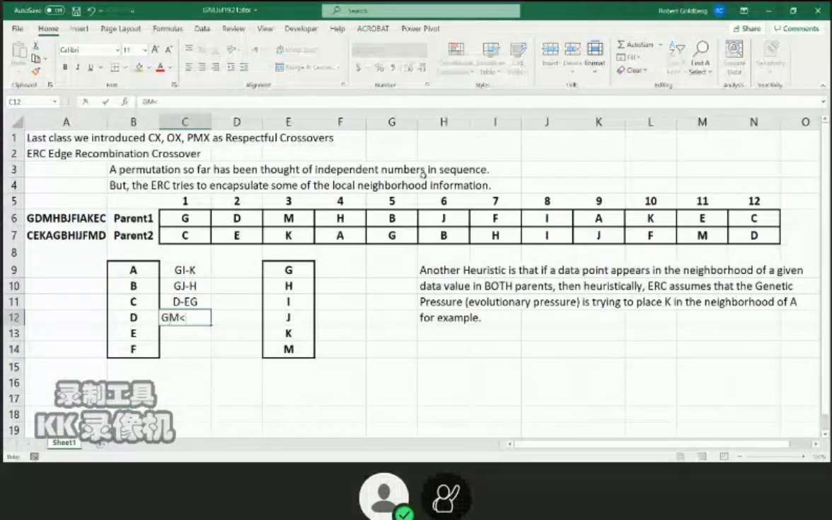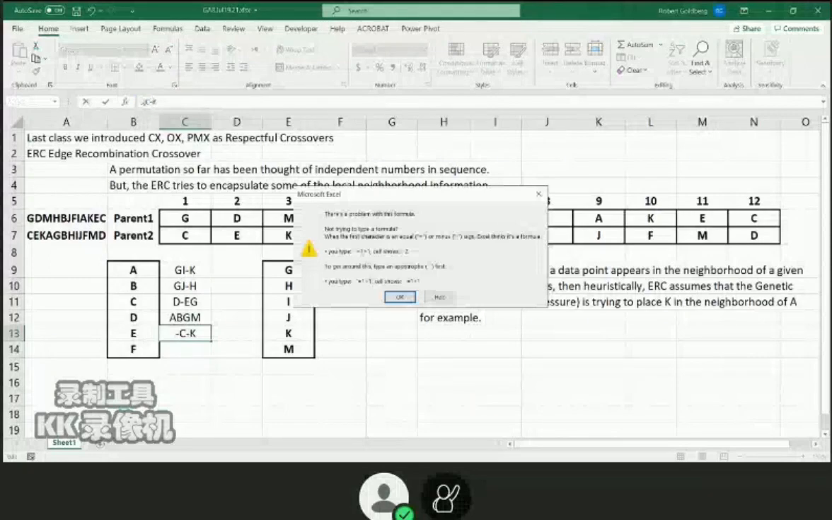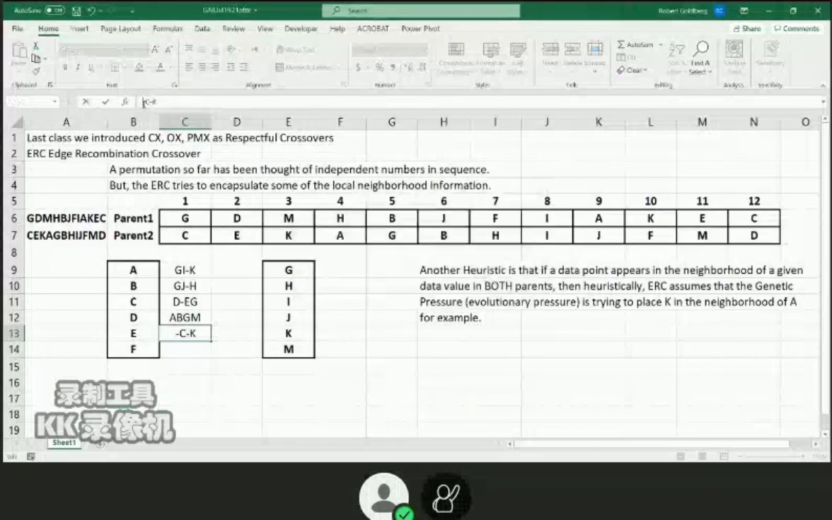So the D has a G and an M in the first parent, and then it has an A and a B in the second parent, so we're going to put it alphabetically, all different. Good. E. E has a C and a K from the first parent and a C and a K from the second parent. Interesting. So now we have a double-double. Oops, yeah, Excel doesn't like so many minuses. Let me take care of it with this little quote, which makes it a comment.